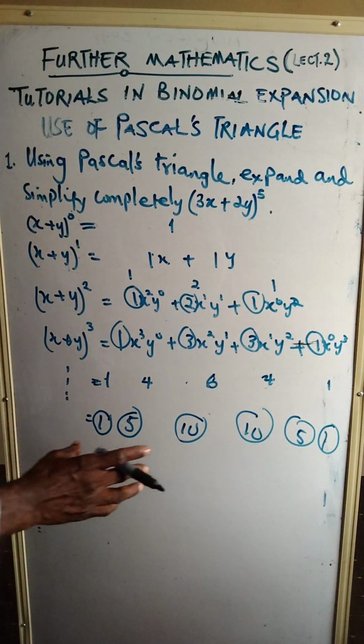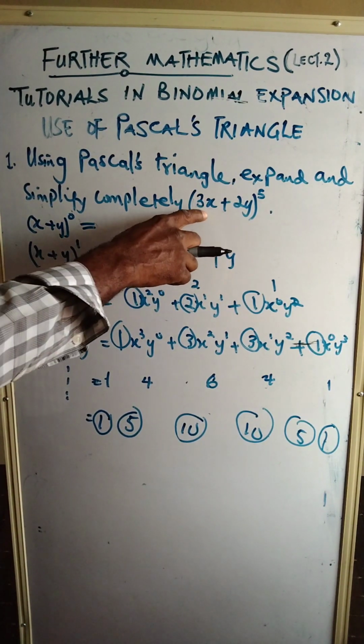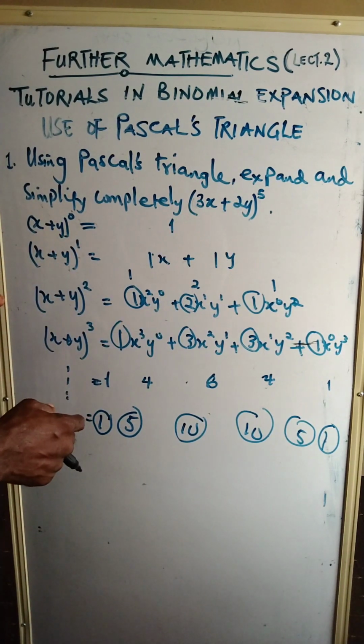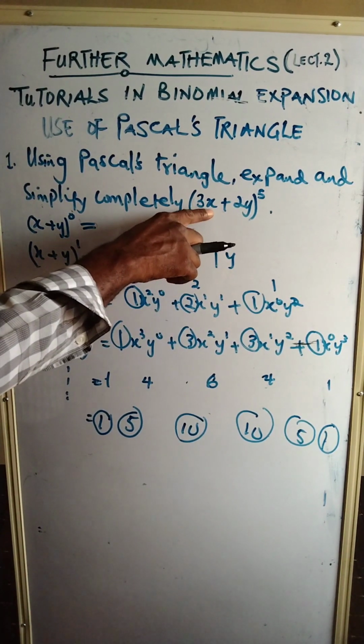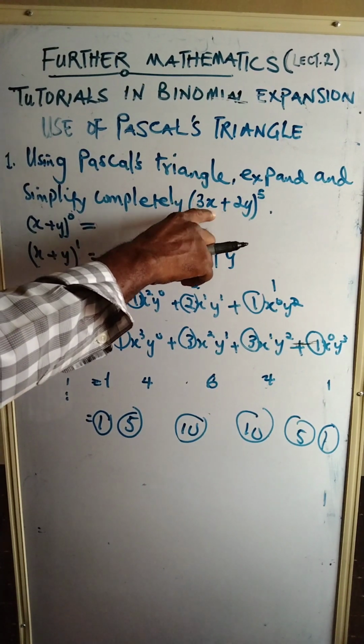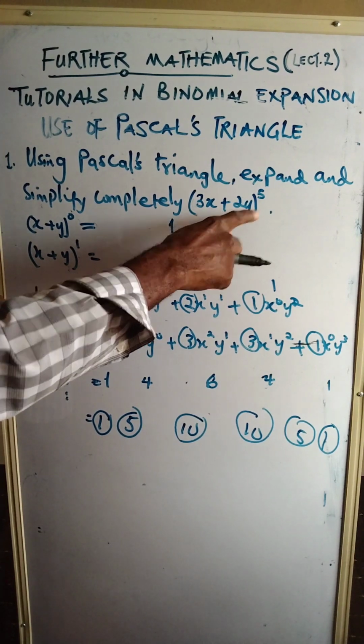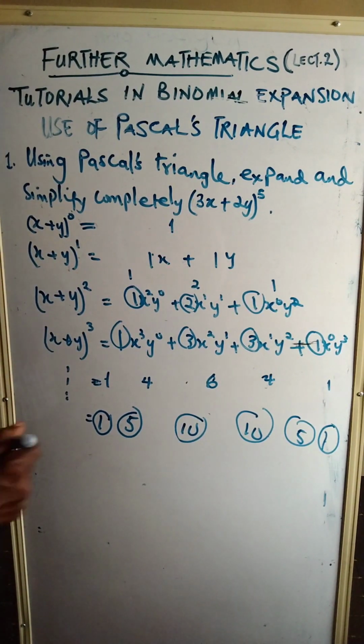So if you have these leading coefficients, all you need to do is substitute for the first and second variables. For the first term, the powers of x will be decreasing, and then the powers of y will be increasing. Look at the order in which it is done.